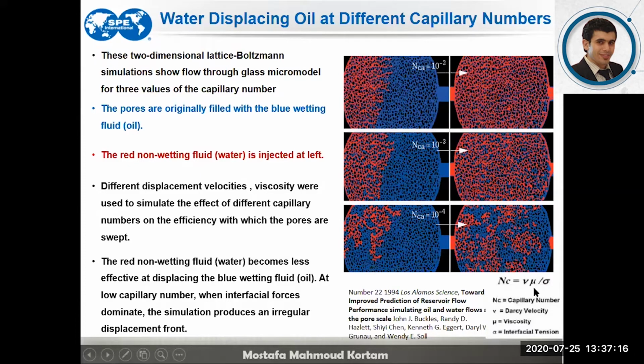So remember that the viscosity rules the volumetric sweep efficiency, and there is also a role for the capillary number, which is a factor on which the microscopic displacement efficiency relies.